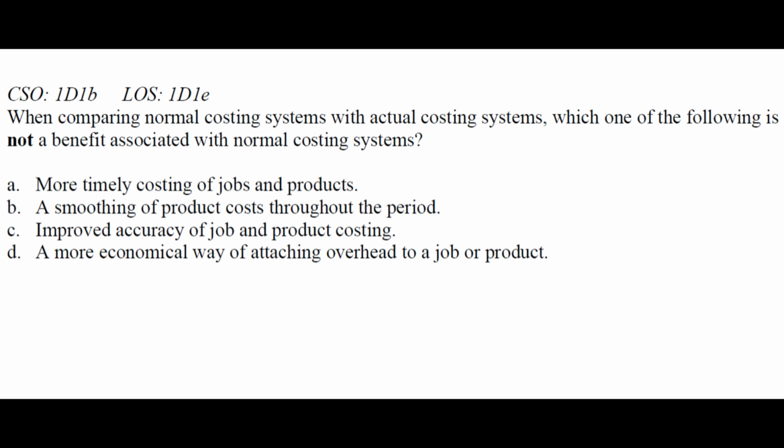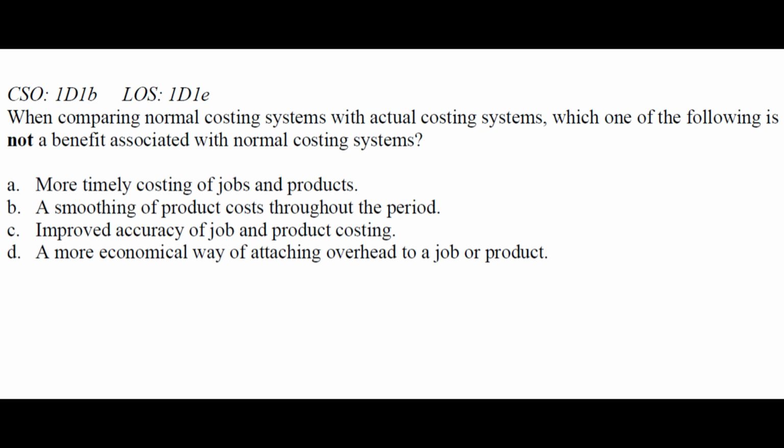A. More timely costing of jobs and products. Incorrect. This is a major advantage of normal costing because predetermined overhead rates are available throughout the year. B. A smoothing of product costs throughout the period. Incorrect. Normal costing reduces fluctuations caused by irregular actual overhead costs. C. Improved accuracy of job and product costing. Correct. This is not generally an advantage of normal costing.